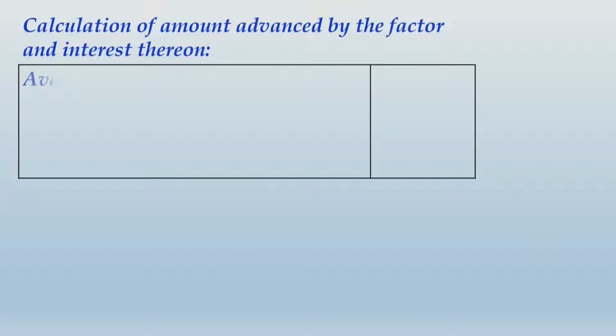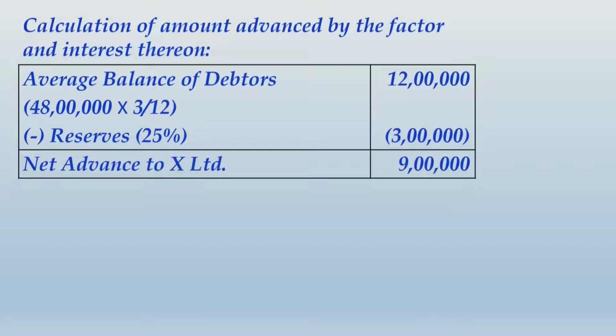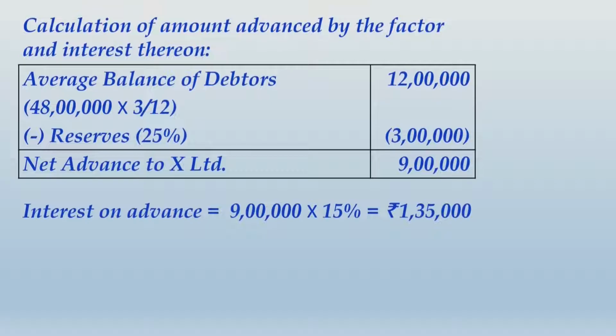In your solution, what you will first do is calculation of amount advanced by the factor and interest thereon. So average balance of debtors, as I have explained you, it will be 12 lakhs. How we got 12 lakhs? It is 48 lakhs into 3 by 12. From this you deduct the reserve of 25%. 25% of 12 lakhs is 3 lakhs. What you get is net advance to the company, that will be 9 lakhs, and interest on that advance for the entire year, that interest will be at the rate of 15% on 9 lakhs, that is 1,35,000.